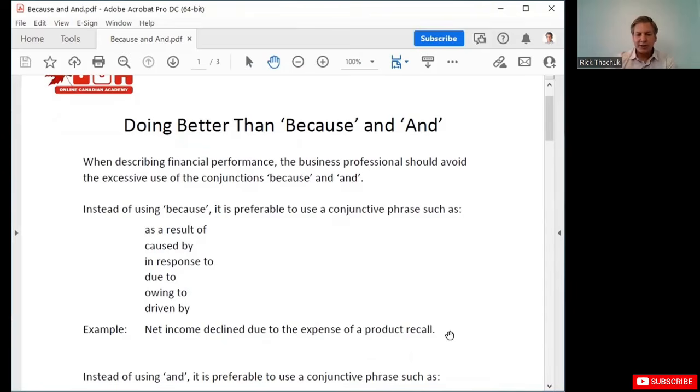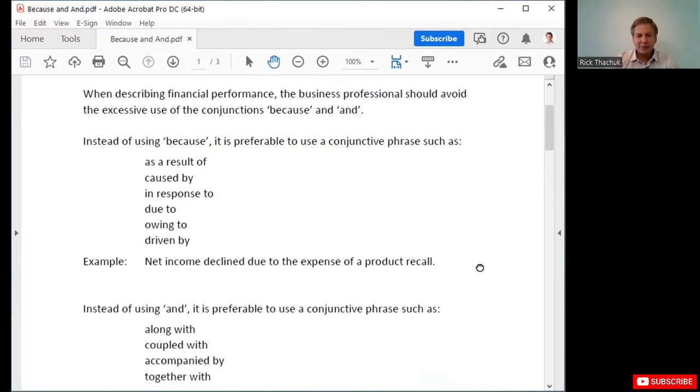I could also say net income declined in response to the expense of a product recall. Or net income declined caused by the expense of a product recall. Or net income declined as a result of the expense of a product recall. All of that is better than saying net income declined because of the expense of a product recall. So we will avoid using the word because. It is not very professional.